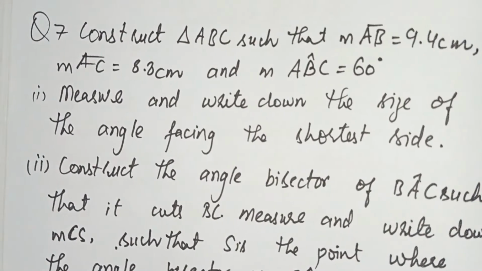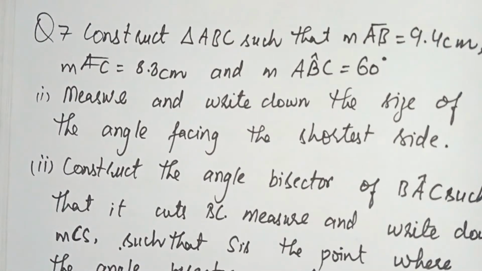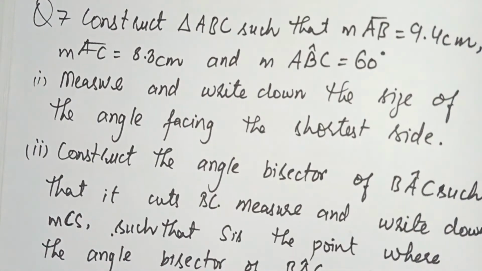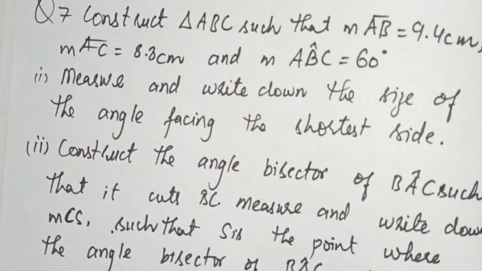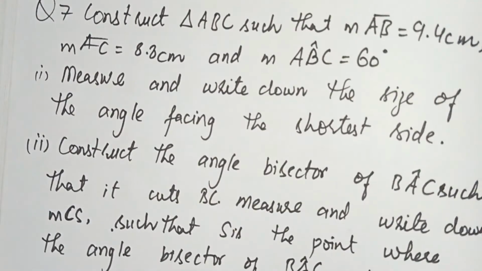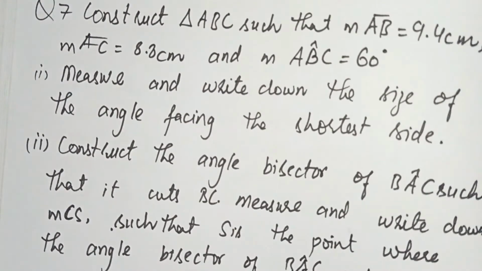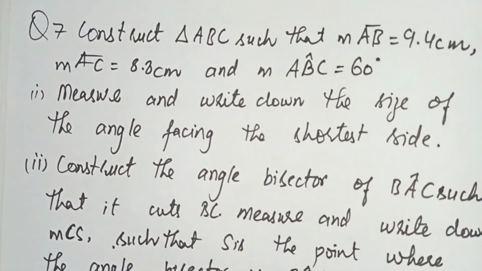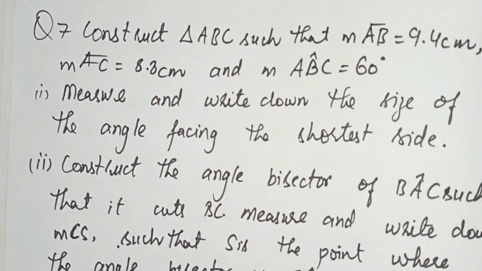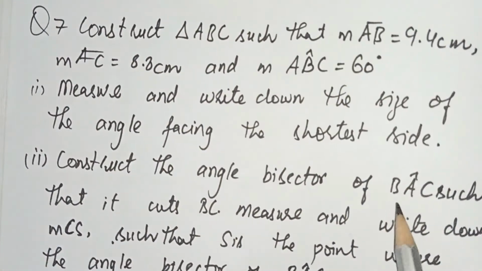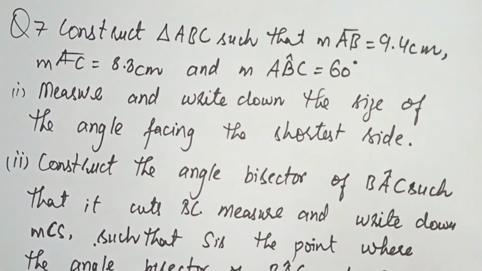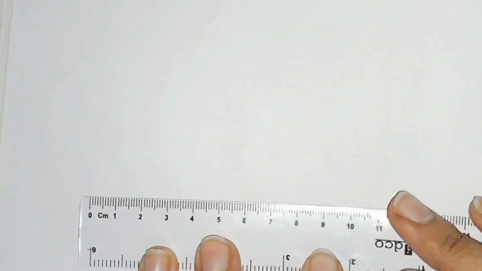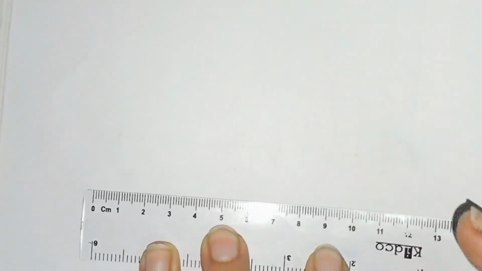Now students, question number 7, construct triangle ABC such that measure AB is equal to 9.4 centimeter, measure AC is 8.8 centimeter and angle B is 60 degree. Measure and write down the size of the angle facing the shortest side. And that is the point, part number 1. First we have to construct the triangle. We draw the line 9.4 centimeters. Now students, first draw the line 9.4 centimeter.